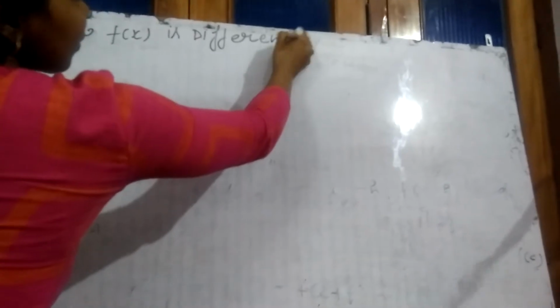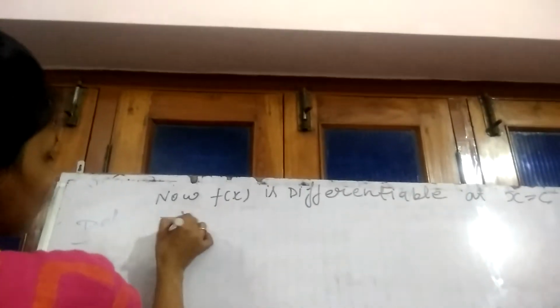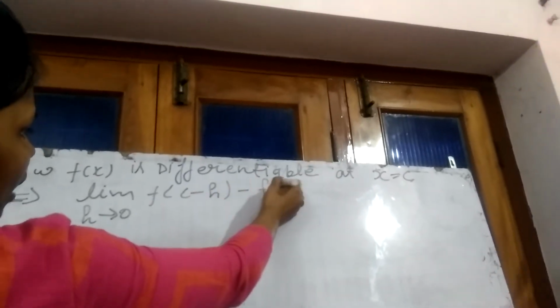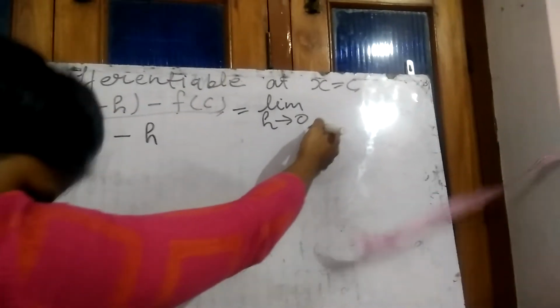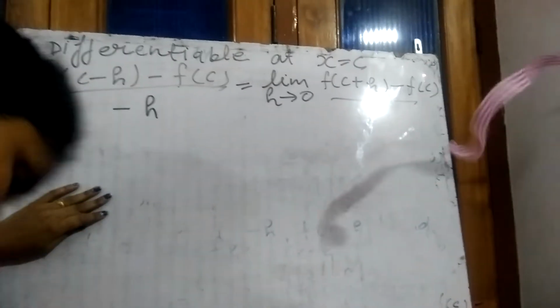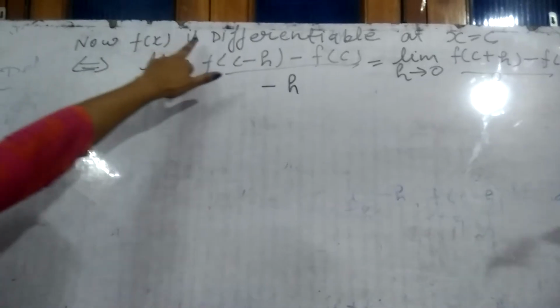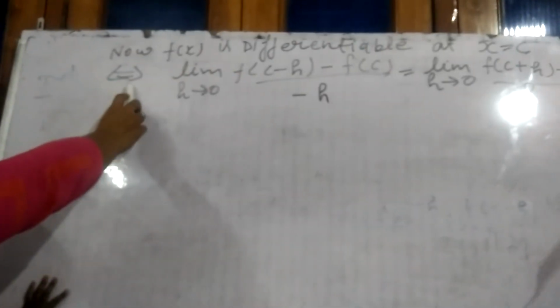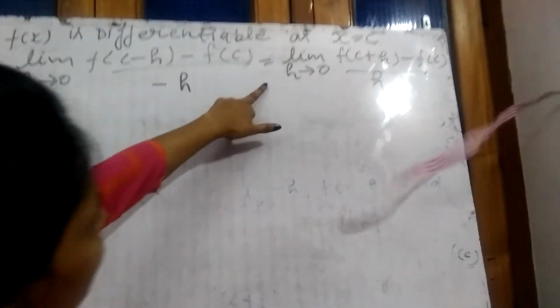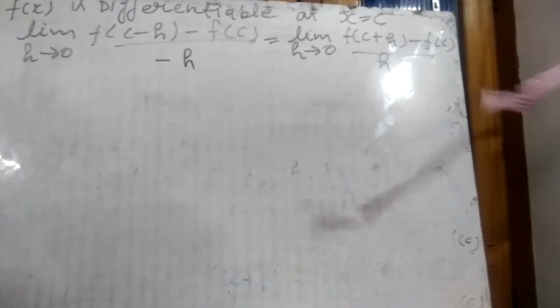Now f(x) is differentiable at x = c if and only if the limit as h tends to 0 of (f(c - h) - f(c)) upon (-h) is equal to the limit as h tends to 0 of (f(c + h) - f(c)) upon h.